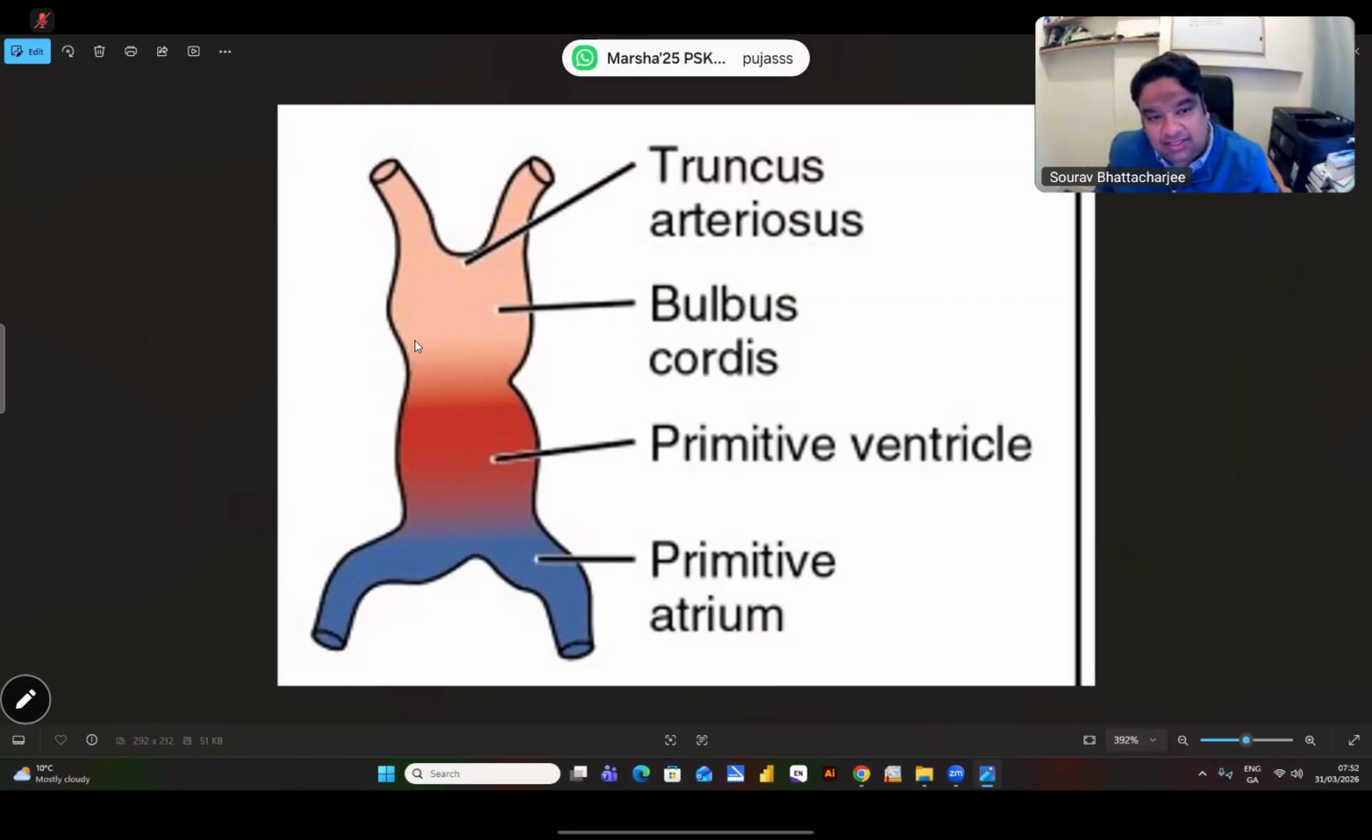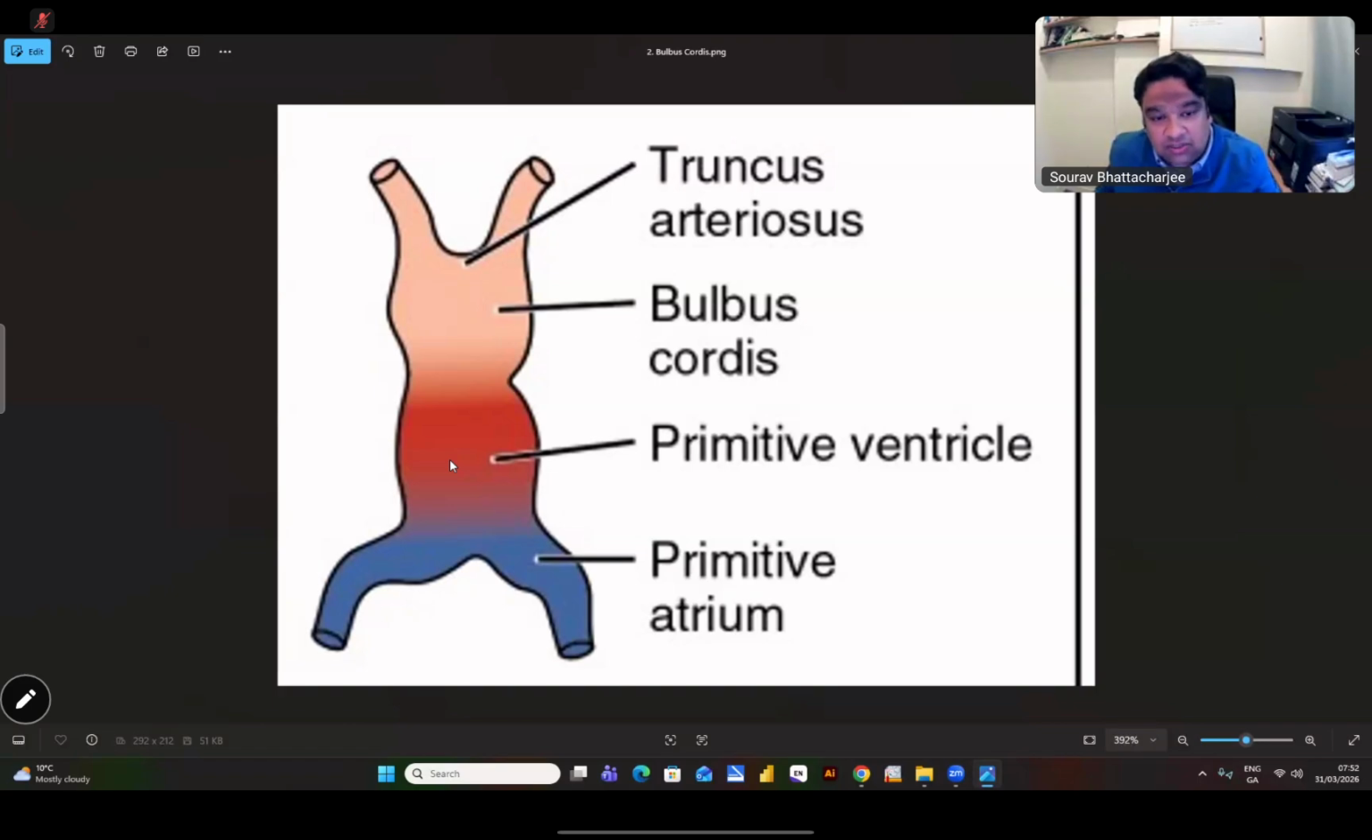Now, in bulbus cordis, you can roughly divide it into three zones. You can divide it into this proximal 1/3, I hope you can see my cursor, the middle 1/3, and then the distal 1/3. Proximal 1/3 somewhere here, middle 1/3 somewhere here, and distal 1/3 somewhere here. And these three structures are very, very important because this proximal 1/3 will form the right ventricle. This primitive ventricle, the region here, will form the left ventricle.